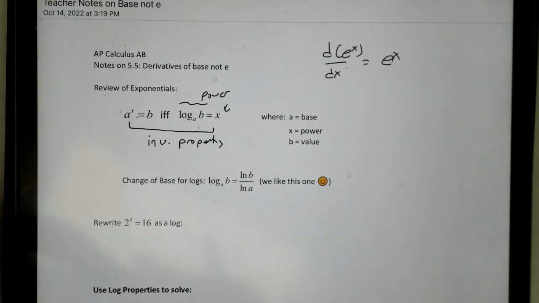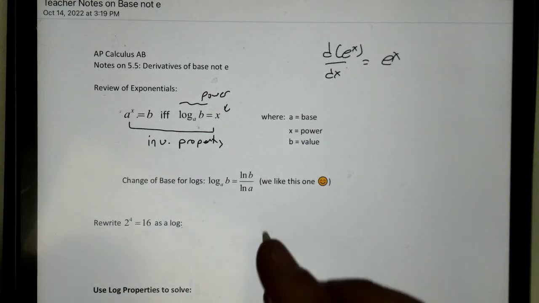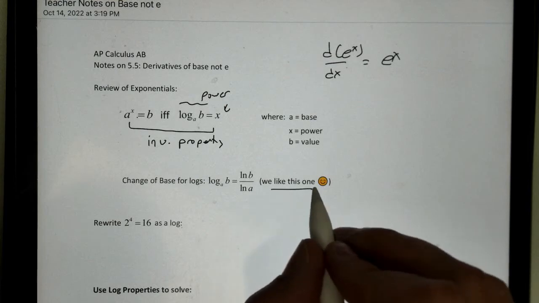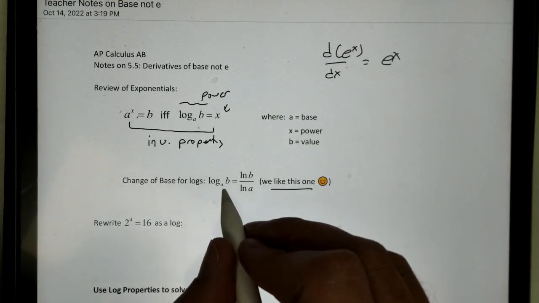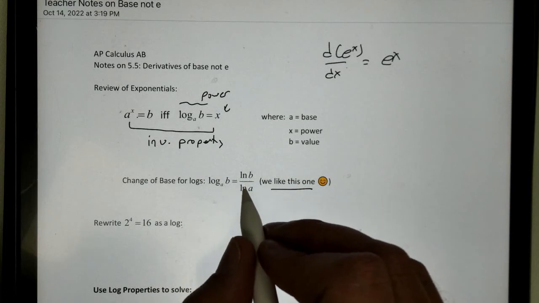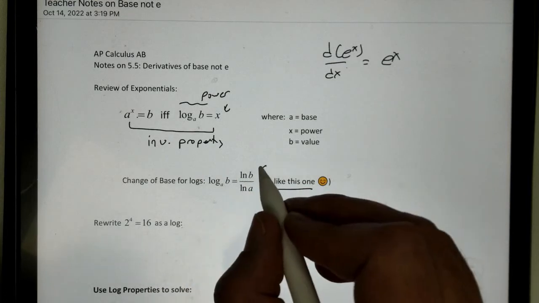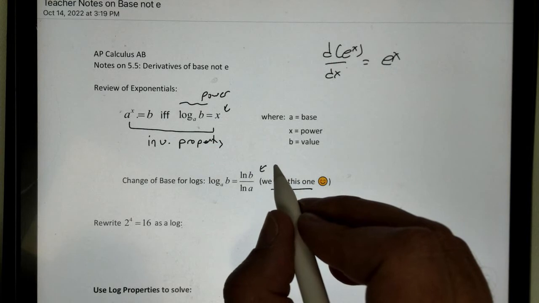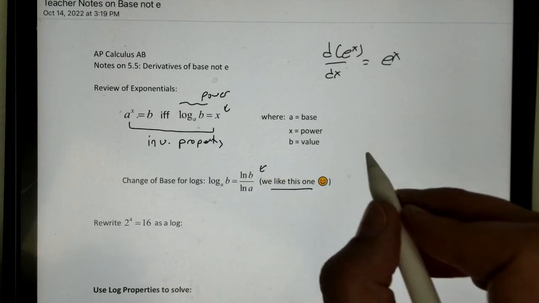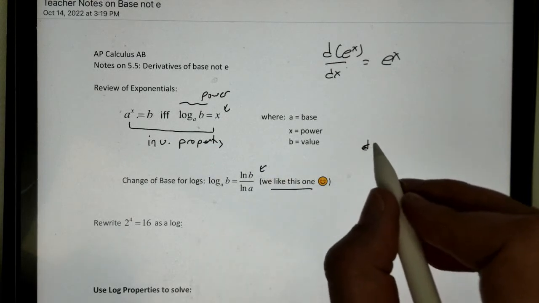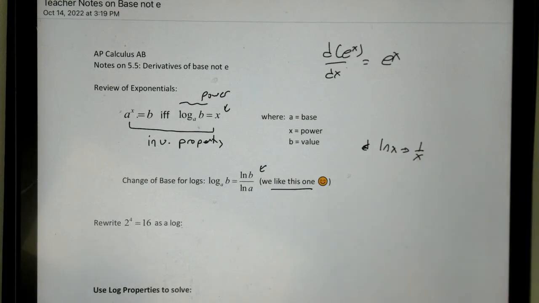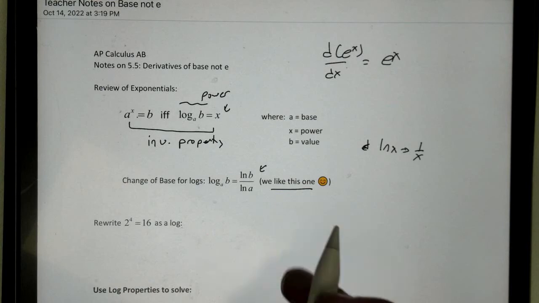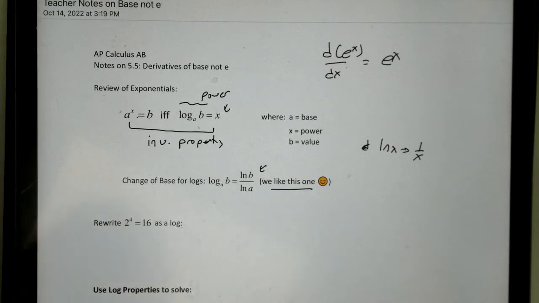The next property we want to talk about is the change of base property. And this one we like a lot. In other words, if I have the log base a of b, I can write this as the natural log of b over the natural log of a. And you might recall from yesterday, we know this one. We talked about the derivative of the natural log of x, which we said the other day was just 1 over x. So we're going to like this. We're going to use this in just a few moments.